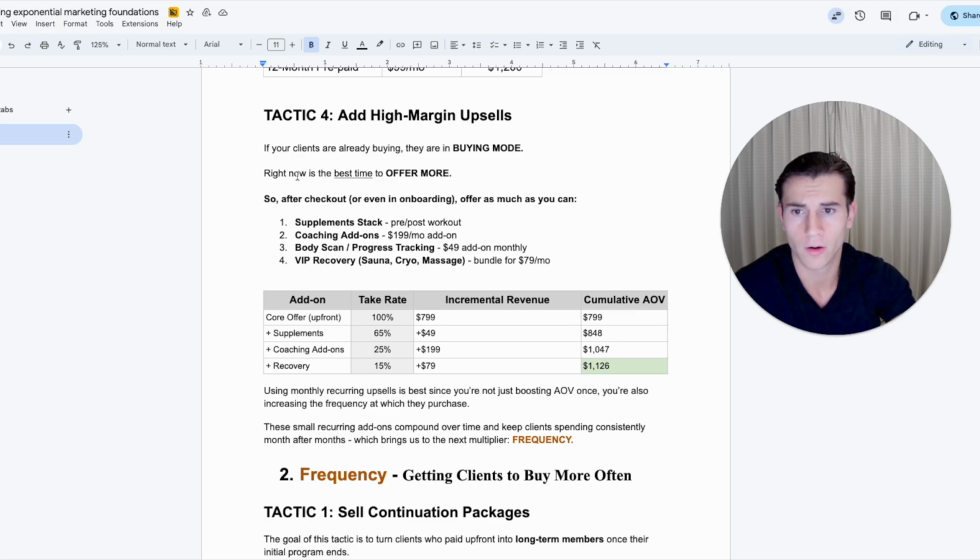So when people are buying something, there is always a further demand for the thing they're buying, because what they're buying is potentially opening up a set of problems. For example, if somebody is buying access to your gym or personal training, then on top of that there's supplementation, coaching add-ons, software add-ons, some sort of back-end training thing, body scan progress tracking, some sort of VIP recovery. These are just things I'm throwing out to you.